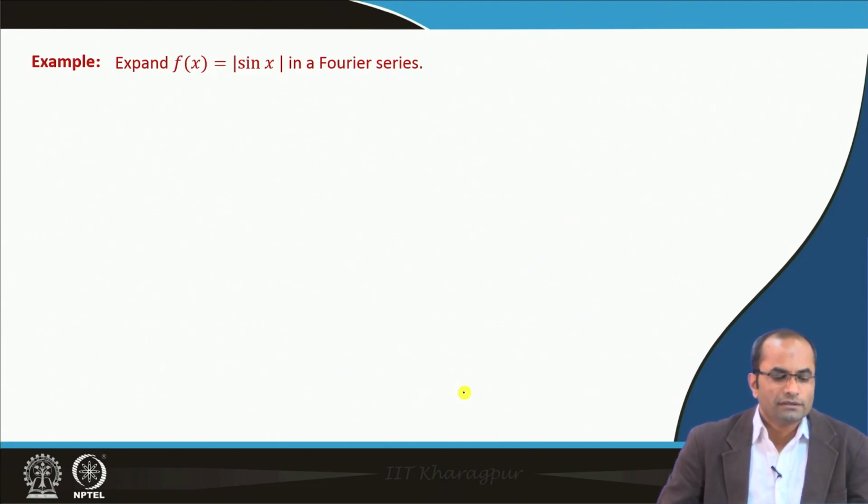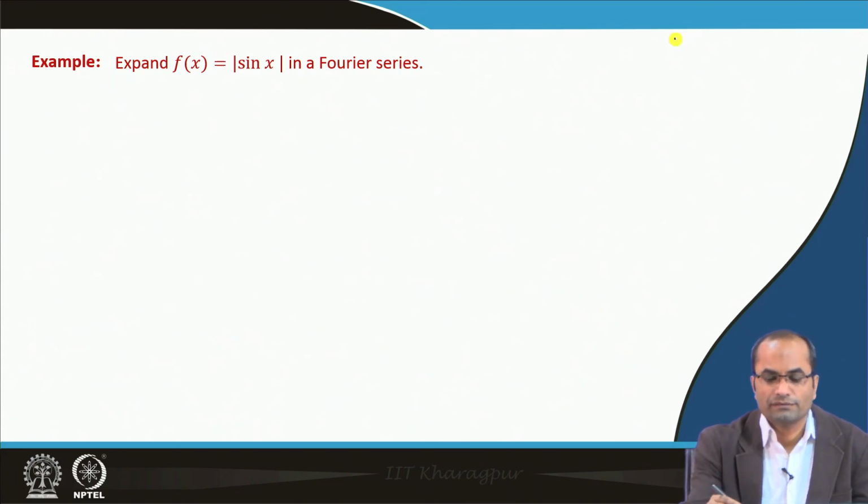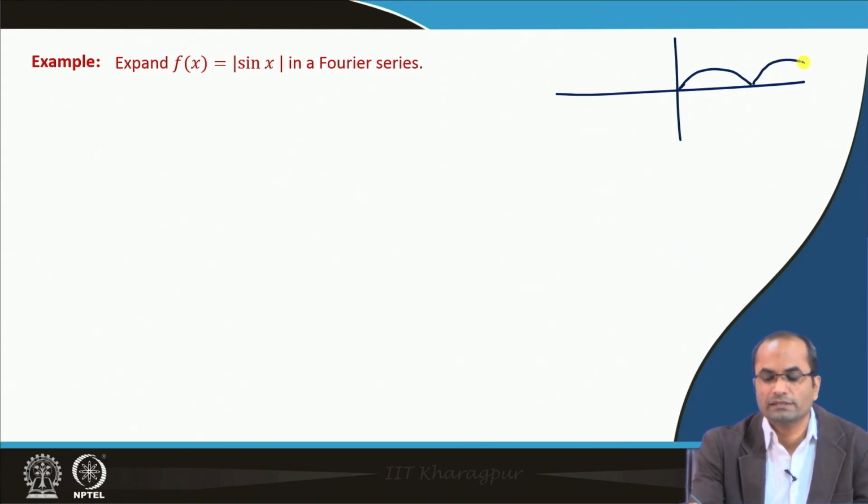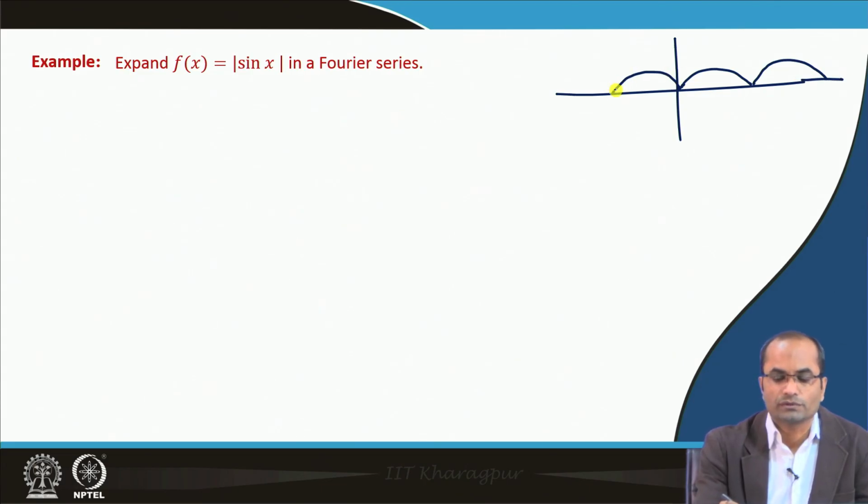Okay, so we have another example where we will expand f(x) = |sin x| in a Fourier series. If we just take a look, it is the modulus of sin x. So, it is 0 here, and then at pi it will become 0 again, and since it is positive, it will never go to the negative portion. So, this will be the graph of this function: 0 to pi and then 2 pi etcetera, and then we have minus pi, minus 2 pi, and so on.